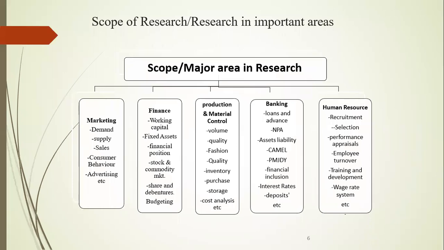Human resource: recruitment, selection, performance appraisal, employee turnover, training and development, wage rate system and all. What recruitment procedure we can use, how selection can be improved in a scientific way, how we should check the performance of the people, and the employee turnover ratio, why employees are moving to other organizations, training and development, how we can improve them, and the wage rate system, whether it is going properly or not.